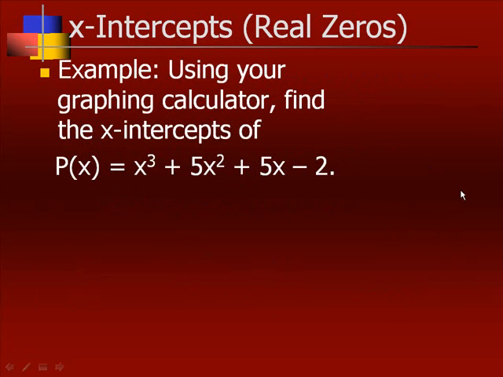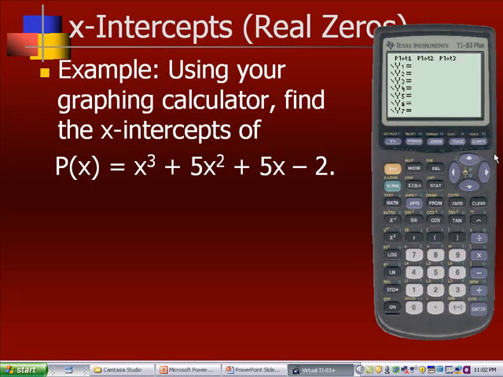Okay, now, using your graphing calculator, see if you can find the x-intercepts of the polynomial function x to the third plus 5x to the second plus 5x minus 2. So if we pull up our calculator and we graph y equals x to the third power plus 5x to the second power plus 5x minus 2, and we'll go to zoom 6. Always start us out with the nice window. There's our graph. We have 1, 2, 3 x-intercepts.